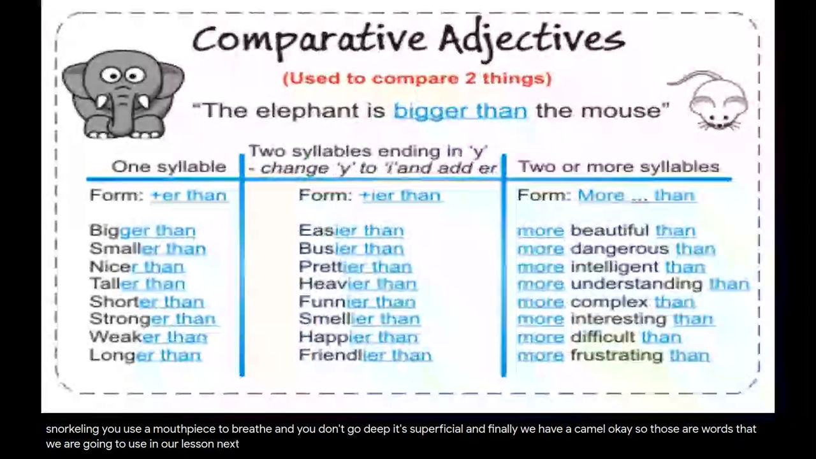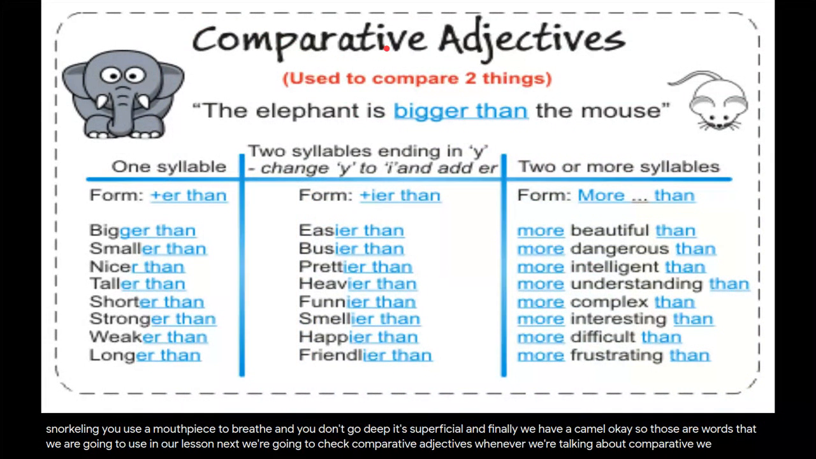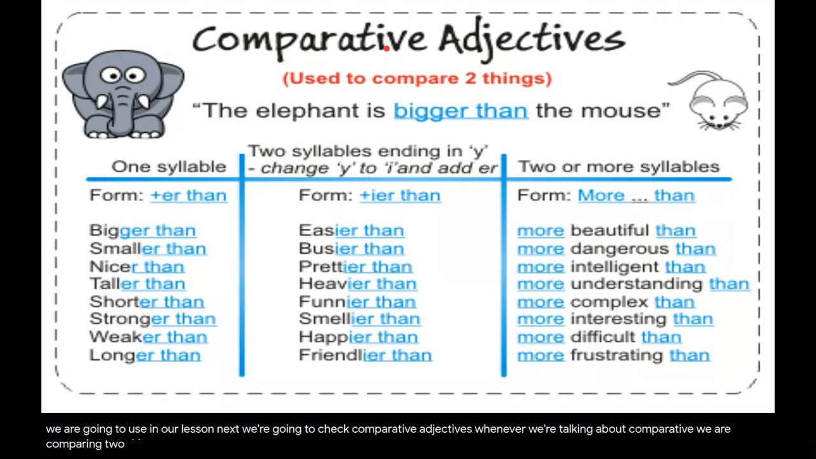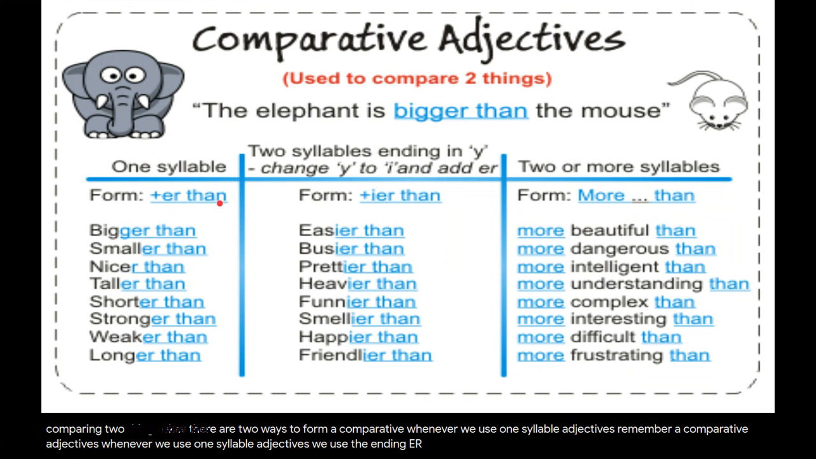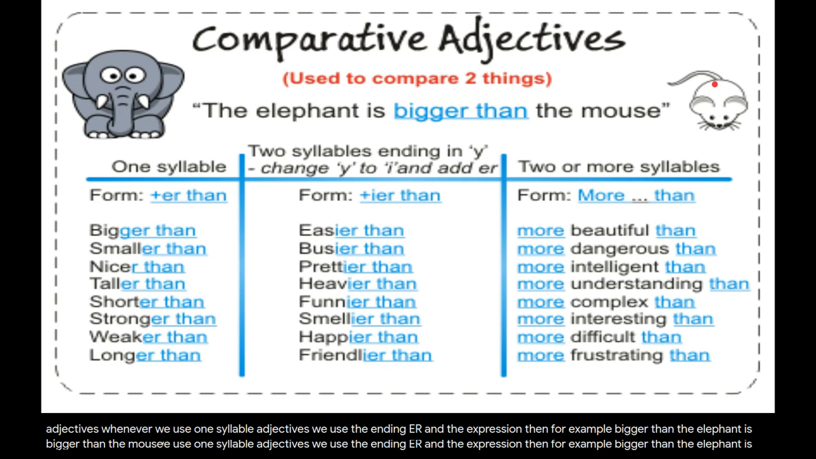Next, we're going to check comparative adjectives. Whenever we're talking about comparative, we are comparing two things. Okay, there are two ways to form a comparative. Whenever we use one syllable adjectives, we use the ending ER and the expression than. For example, bigger than. The elephant is bigger than the mouse. Small, we use smaller, ER, smaller than. So we say the mouse is smaller than the elephant.